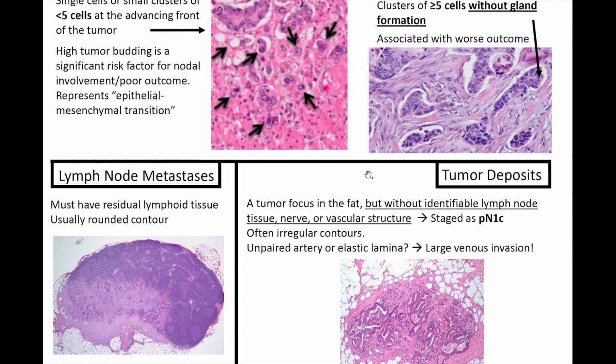So tumor deposits. A tumor focus in the fat but without identifiable lymph node tissue, nerve, or vascular structure is staged as a pN1c. It often has irregular contours, and an unpaired artery or elastic lamina may lead you to think of large venous invasion.